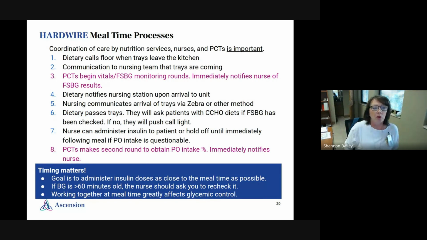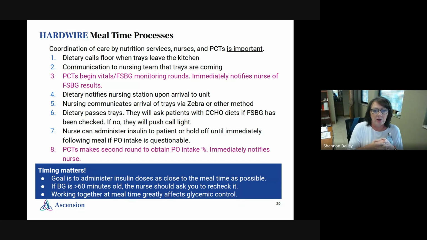So we need to work on hardwiring the mealtime process. And the reason being is we want to use timely and accurate fingerstick blood glucose results in order to dose insulin on. The other important aspect of this is timing. We want the nurse to give the insulin as soon or around the mealtime.